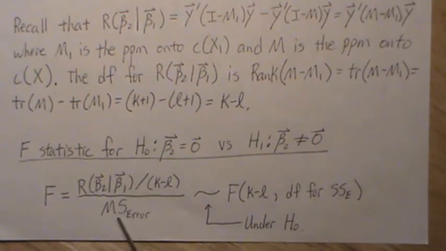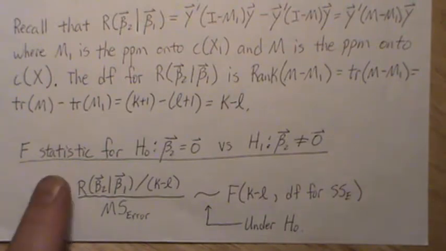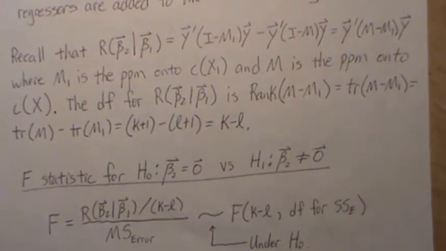Of course, the mean square error is a central chi-squared with whatever the degrees of freedom are associated with it. I have to be vague because in any design, it's a little bit different. Under the null hypothesis, it's a central F distribution. Then you compare the value that we get with this F distribution, find the cutoff, and see whether it is in the rejection region or not.